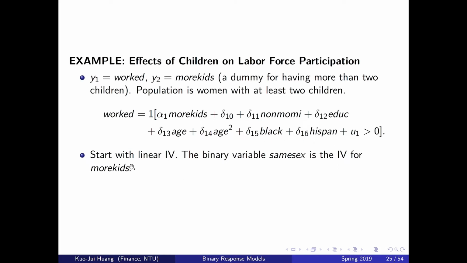Here we start with a linear IV, and the binary variable same sex is the IV for more kids. Because parents are likely to diversify their kids' sex, parents with same-sex children tend to have more kids. So this variable will be a valid IV.